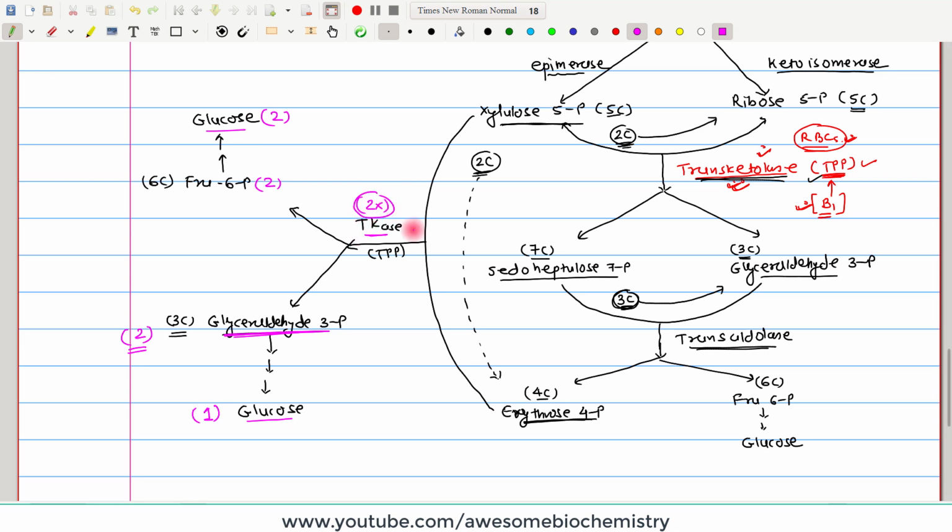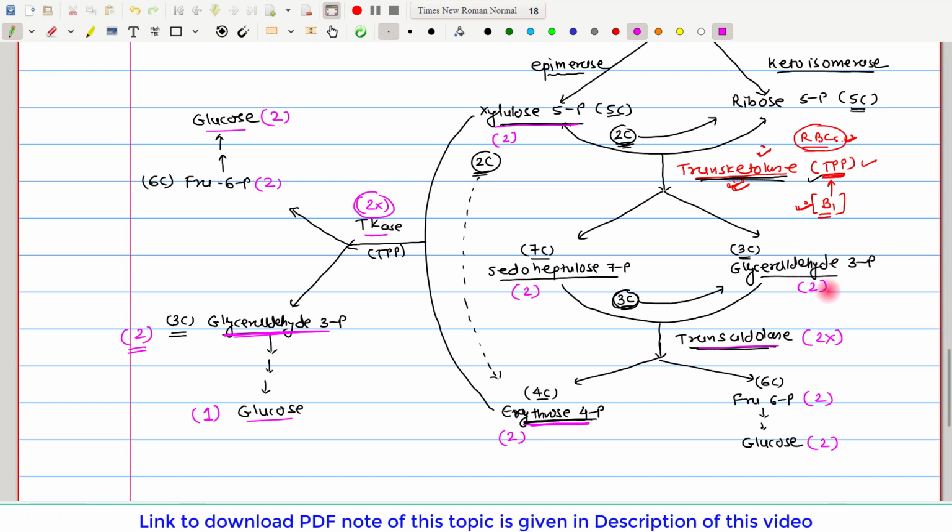So if this occurs 2 times, their substrates will also be required 2 times. So 2 molecules of erythrose 4-phosphate are required and 2 molecules of xylulose 5-phosphate are required. Now here we need 2 molecules of erythrose 4-phosphate, so of course this reaction should occur 2 times. If this reaction occurs 2 times, we can get 2 molecules of fructose 6-phosphate and 2 molecules of glucose. And here the substrate will be required doubled, right? So here 2 molecules of pseudoheptulose 7-phosphate are required and 2 molecules of glyceraldehyde 3-phosphate are required.